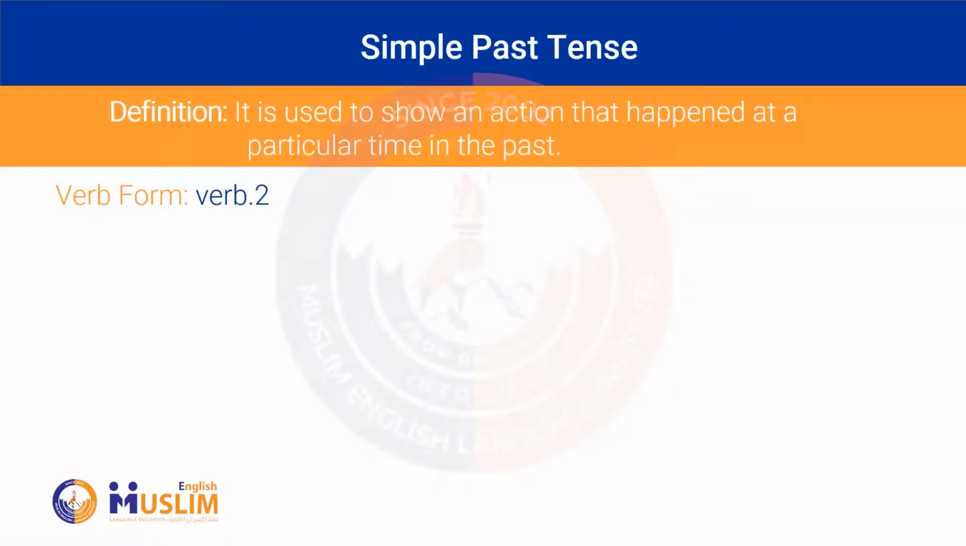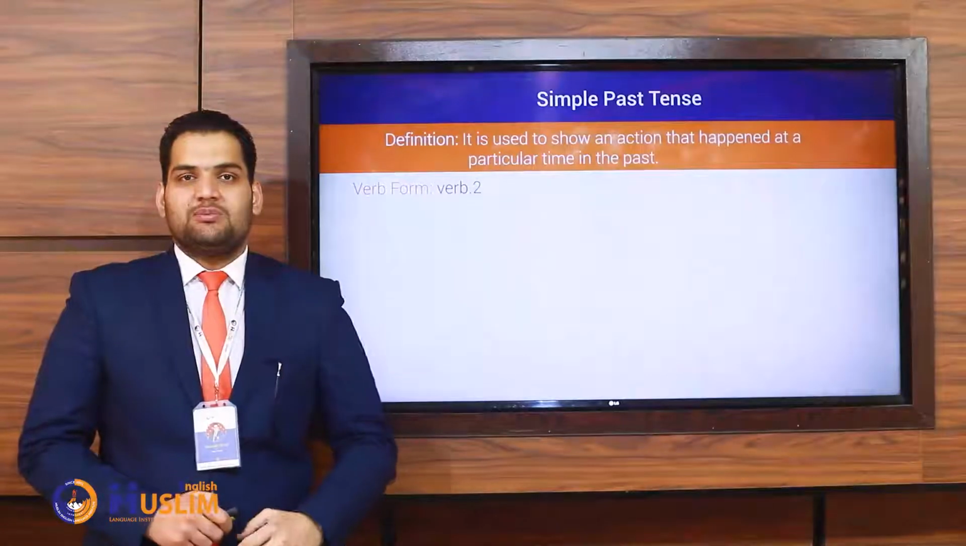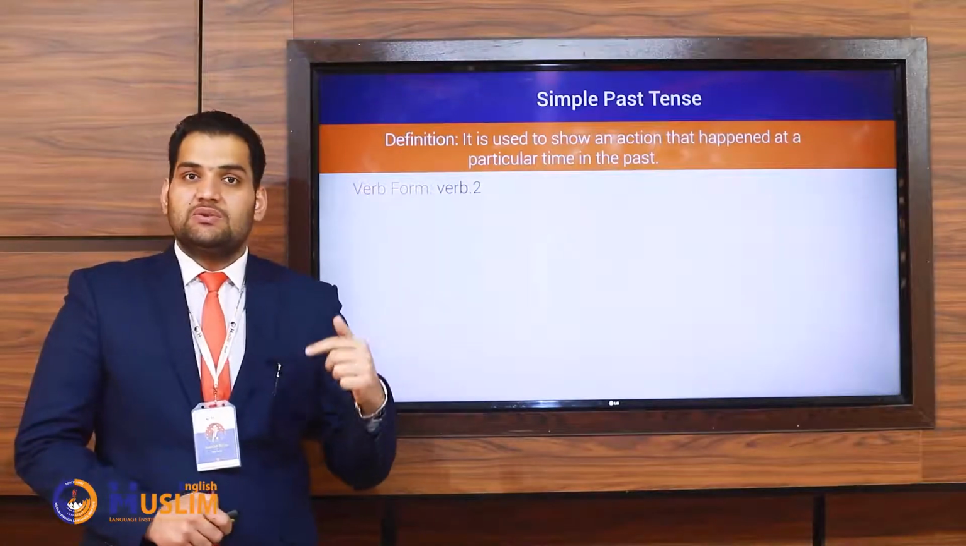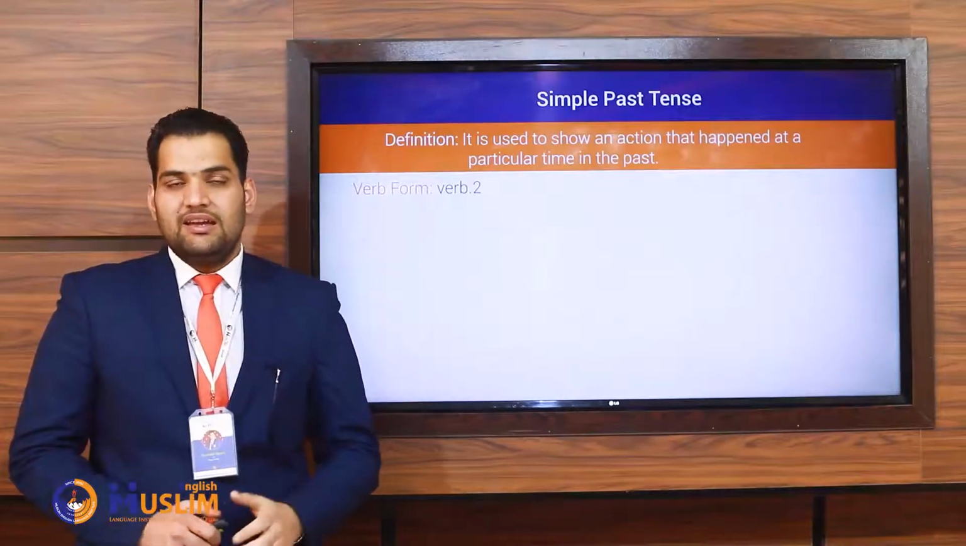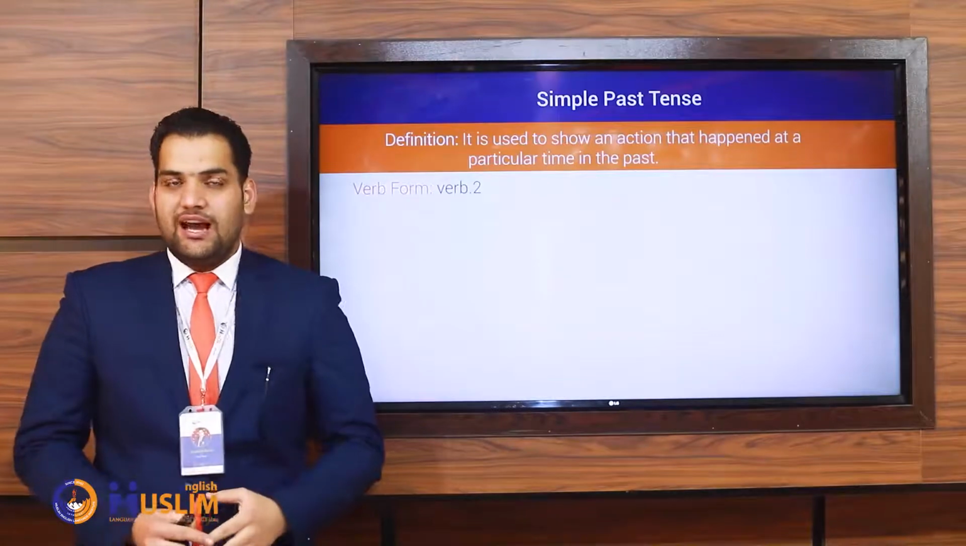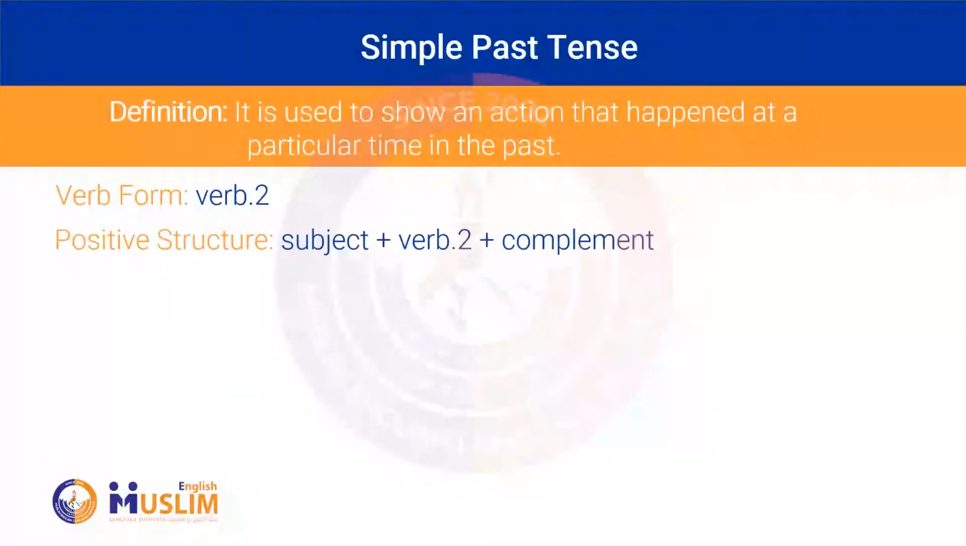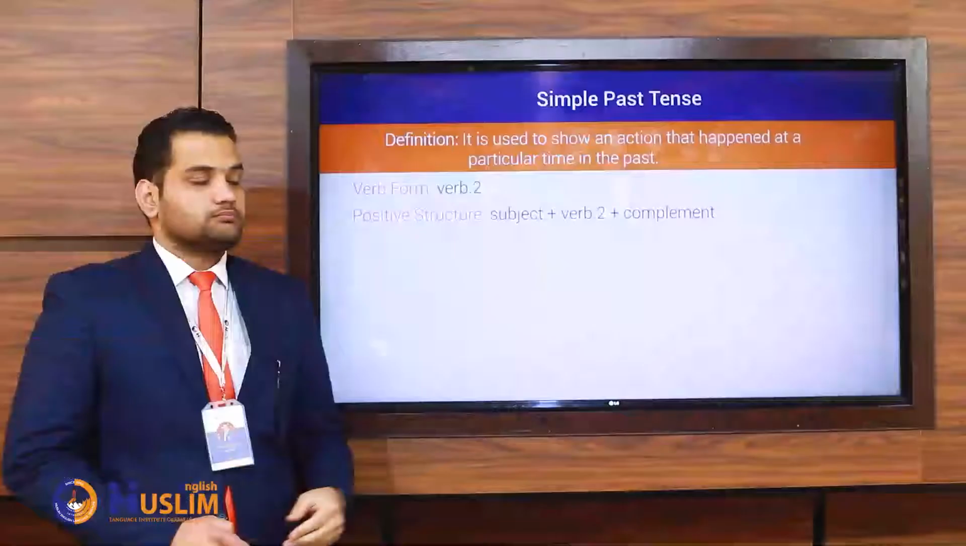So the verb form that we use here is the second form of the verb. Unlike simple present tense, here we use verb 2, but in simple present tense we use verb 1 with s, es or ies. Now, the positive structure of the simple past tense is subject plus verb 2, or the second form of the verb, plus the complement.